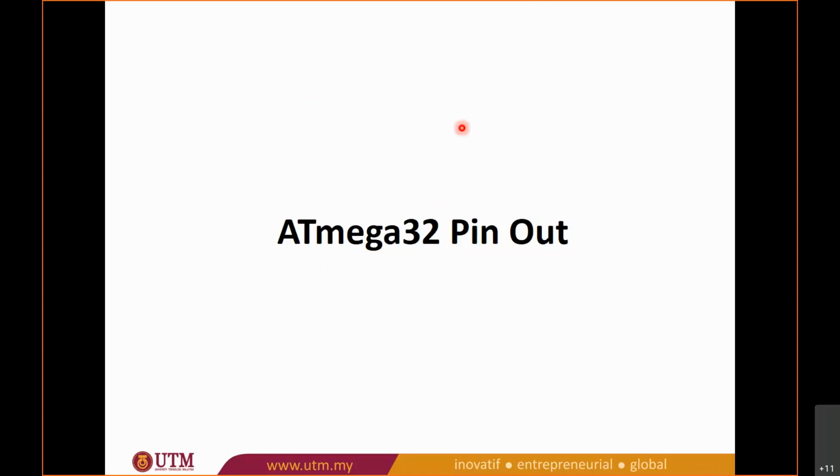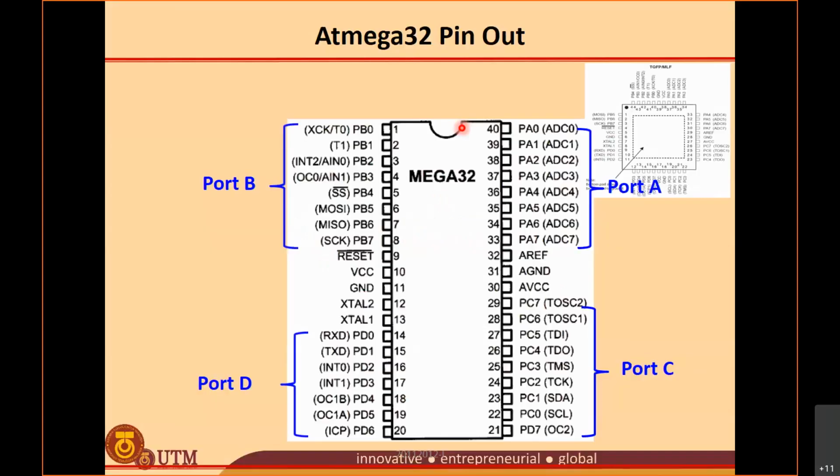Okay, so we go to the Atmega32 pin out. Okay, so this is Atmega32. Dia ada 40 pin. Okay, yang ni dalam bentuk DIP lah, Dual Inline Package, and this dalam bentuk socket. Okay, so selalunya kita akan tengok yang ni lah. Okay, kita akan refer to this package, DIP package. Okay, kalau kamu tengok sini, dia ada 40 pin, started from pin number 1 until pin number 40.